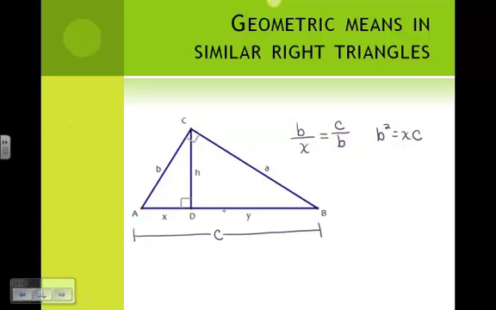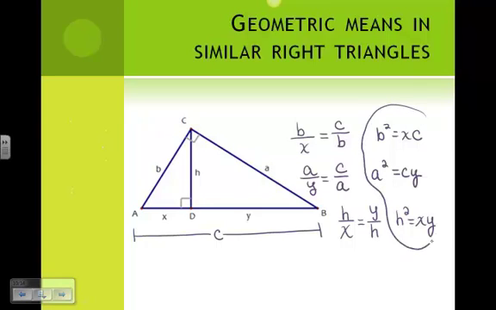We would also notice, if we were to write the proportions, that a is the geometric mean of y and c. So a is to y just as c is to a, or a squared is equal to c times y. And lastly, h is the geometric mean of x and y. So h is to x just as y is to h. And then we would end up with h squared equals x times y. So those are our three important relationships in geometric means in similar right triangles.